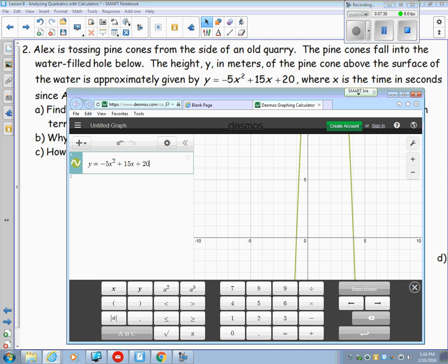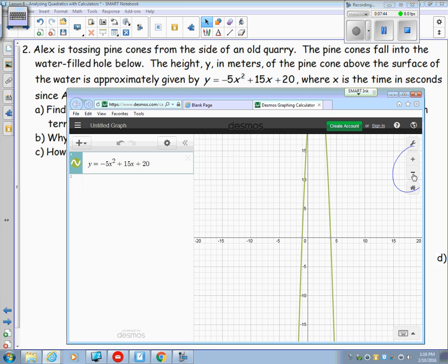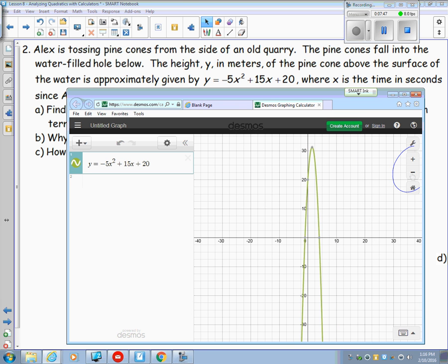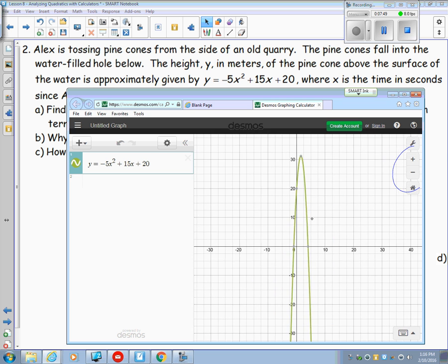So on the right-hand side here, these plus and minus buttons, these ones right here, allow me to zoom in and out. So I want to zoom out a little bit so I can see things. I'll zoom out a little bit more so I can see things. Okay, I can move the things around if I want to.